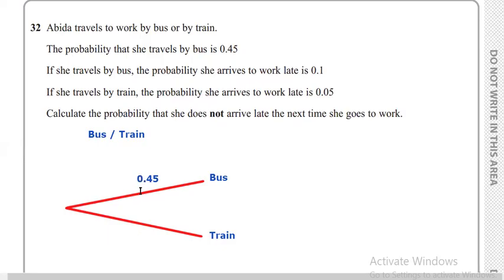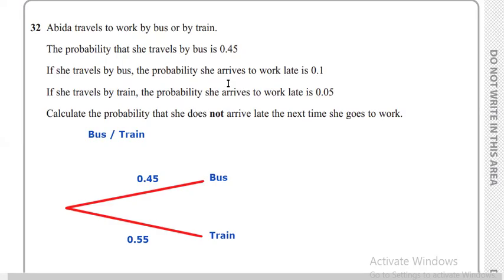This means that each branch here, this is considered one branch, and these are the two options in this branch. The sum of all the options always equals 1. So to find the probability of traveling by train, we just subtract this from 1. So 1 minus 0.45, and the answer will be 0.55. So the probability of traveling by bus is 0.45, and the probability of traveling by train is 0.55. This is the first step of writing the tree diagram.